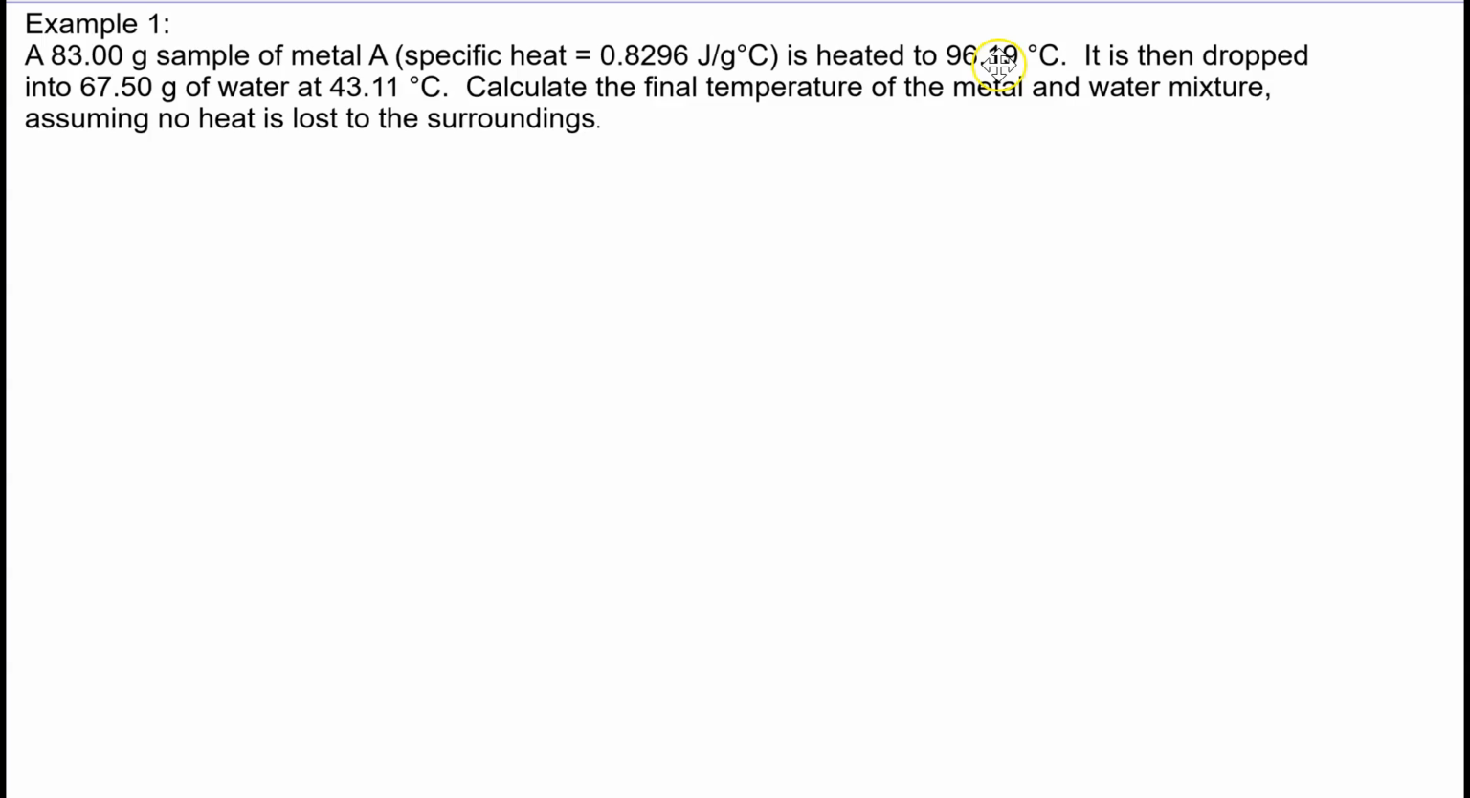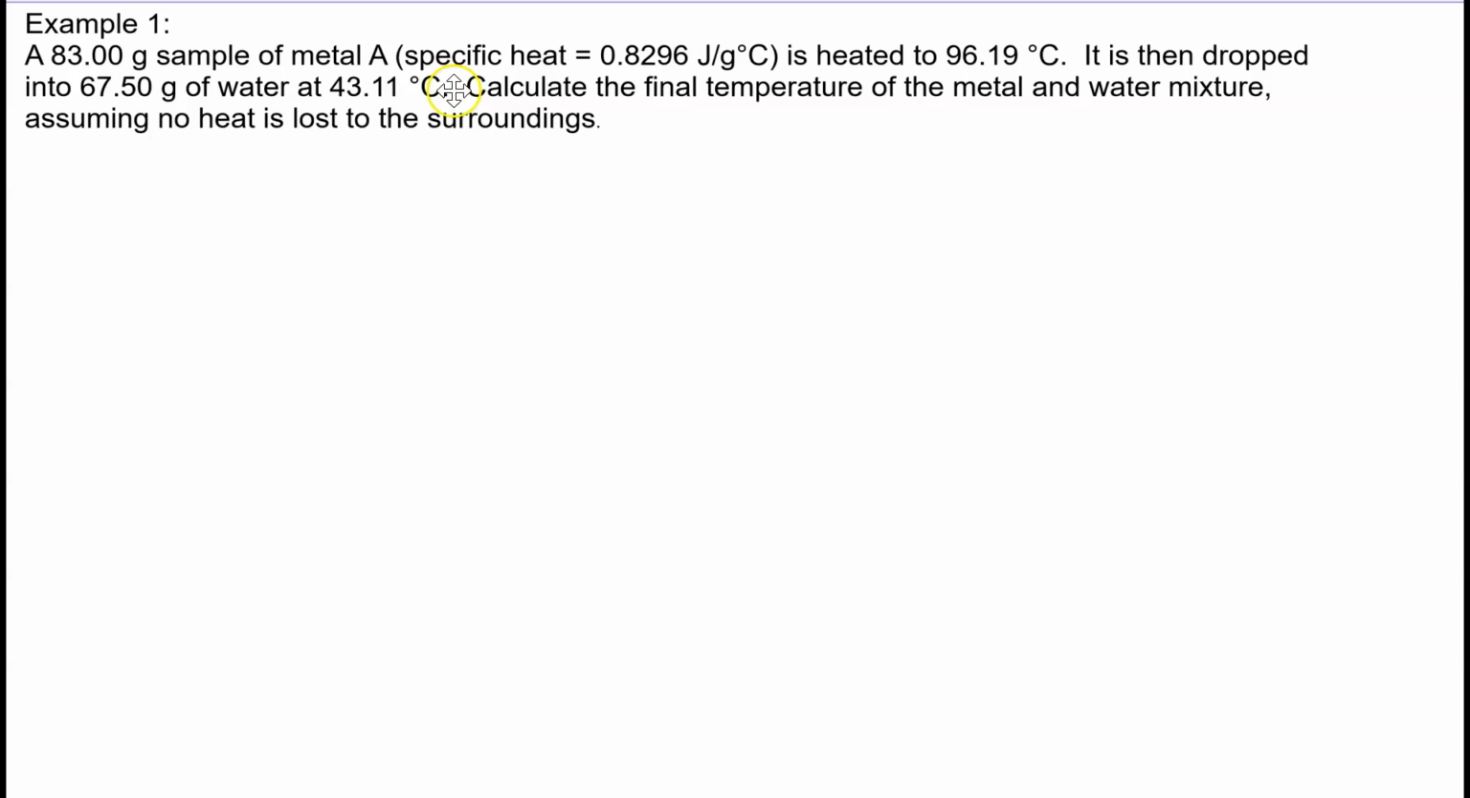Then we put that metal into 67.50 grams of water, and the initial temperature of that water is 43.11. It says calculate the final temperature of the metal and the water mixture, assuming no heat is lost to the surroundings. So this is a traditional transfer of heat problem where we're putting hot metal inside of a coffee cup calorimeter and seeing what the final temperature is.